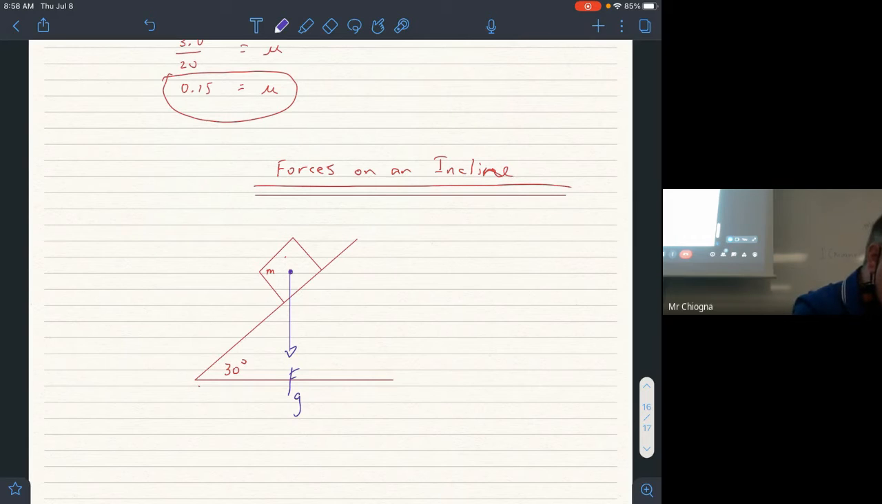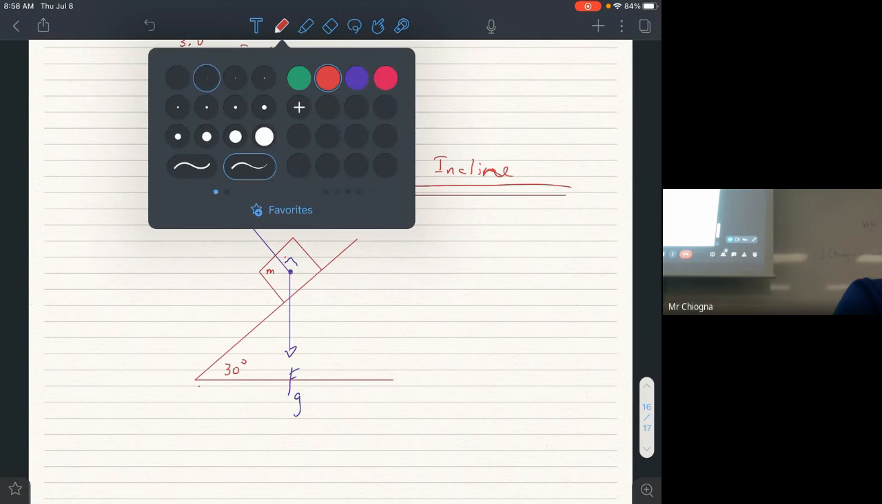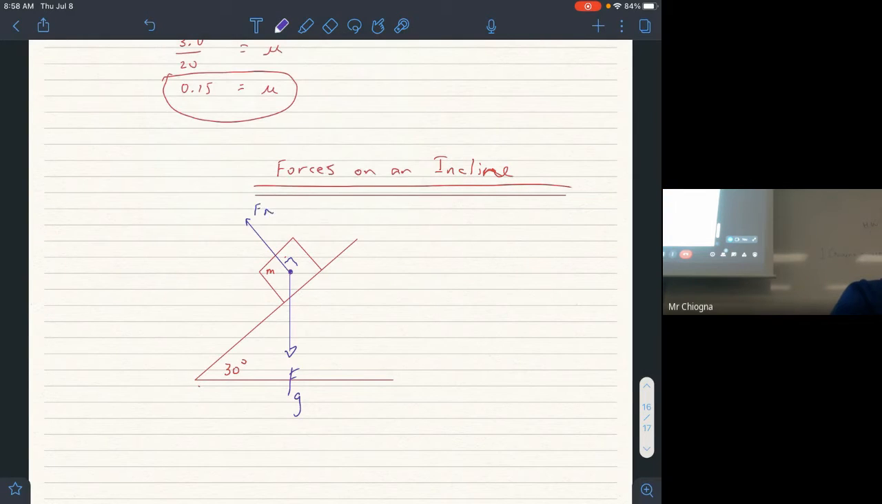And the normal force is always perpendicular to the surface. So normal force is this way. Perpendicular to the surface below it. And if I were to draw a line parallel to the surface, it would look like that. Okay. So this is the normal force.